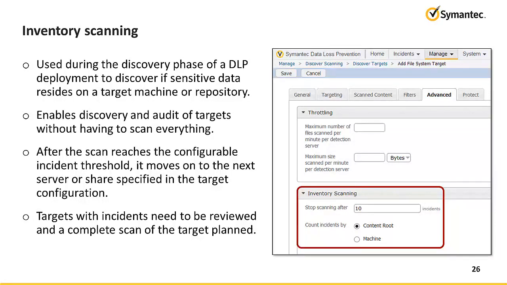After the scan reaches the configurable incident threshold, it moves on to the next server or share specified in the target configuration. After you have determined that confidential files exist on specific servers and shares, you can go back and perform full scans of these targets at a later time. Since inventory scanning is an option within target configuration, it is mentioned at relevant points within the individual sections on target types that follow.